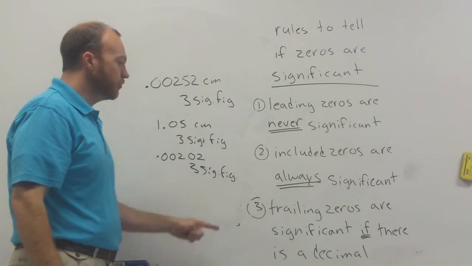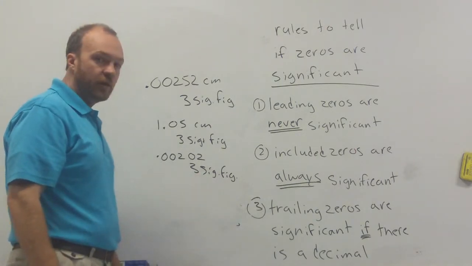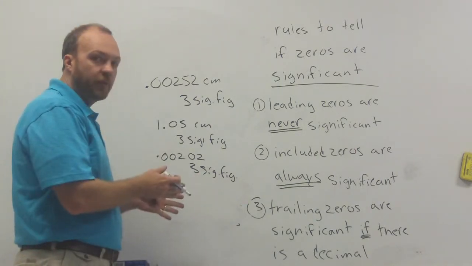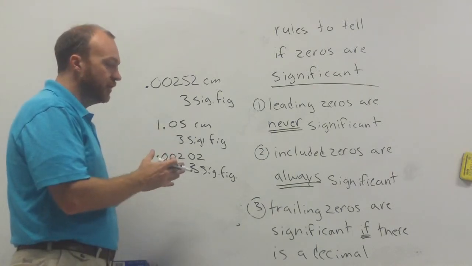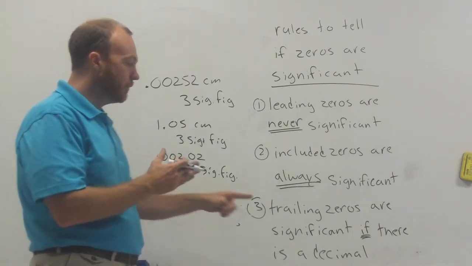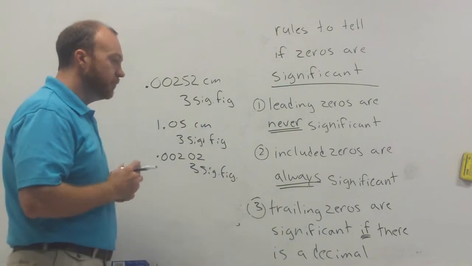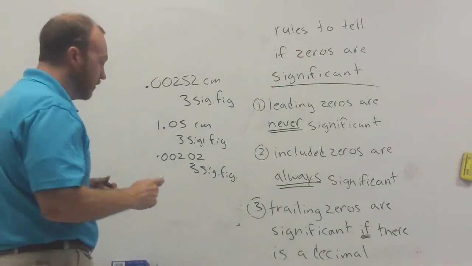Let's look at the rules for trailing zeros. Now we talked about trailing zeros could just be a placeholder or they could be added on purpose. And we can tell whether they're added on purpose or not by if there is a decimal. If there's a decimal, they were added on purpose and they are significant.